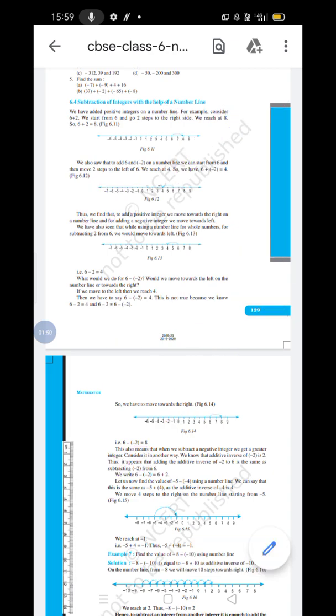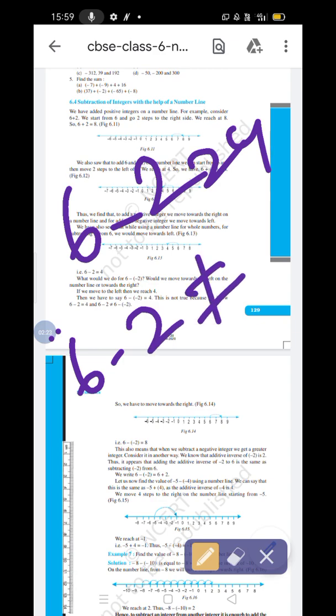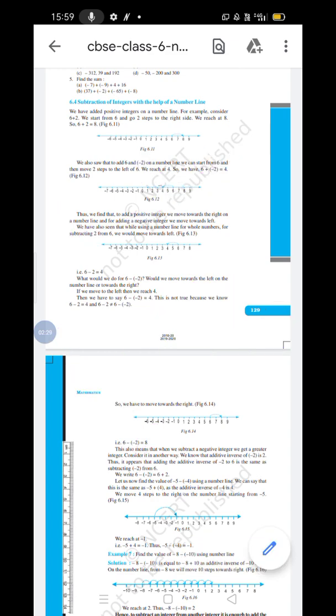Given 6 minus of minus 2, could we move towards the left on the number line or towards the right? If you move to the left, then we reach 4, and that answer is wrong. We cannot say 6 minus of minus 2 is equal to 4, because we know 6 minus 2 is equal to 4, so 6 minus 2 is not equal to 6 minus of minus 2. In this case the answer is 8.